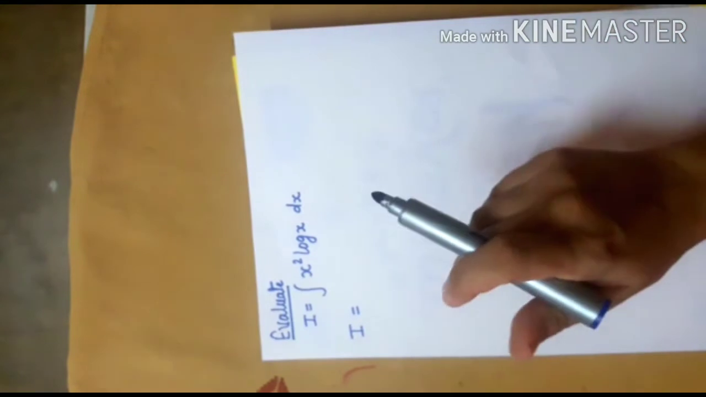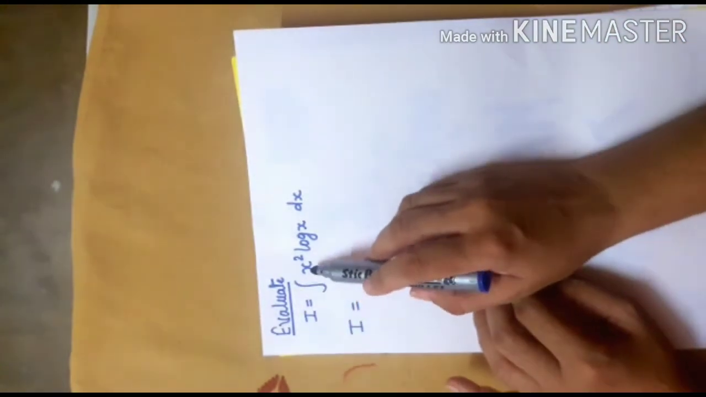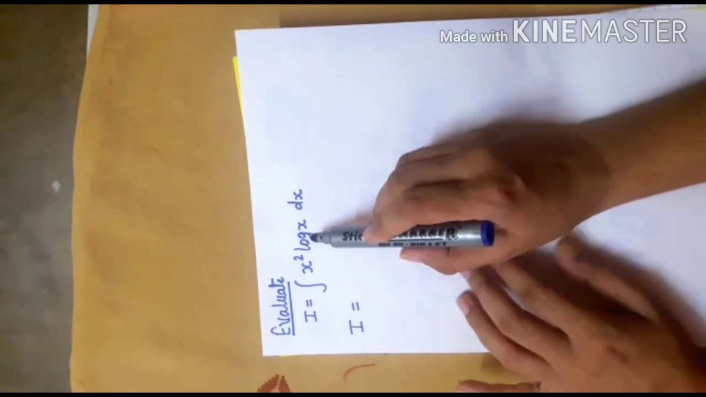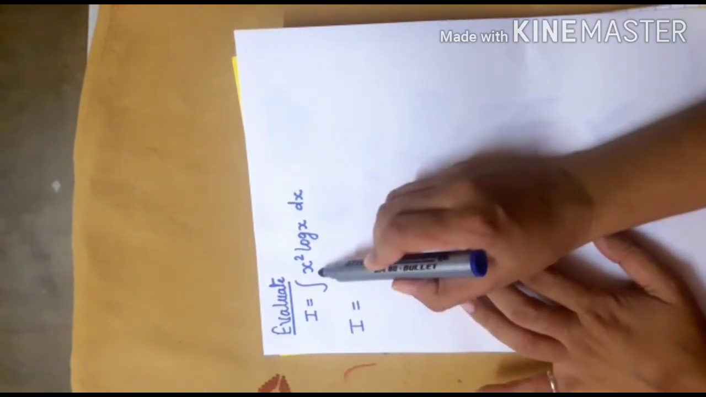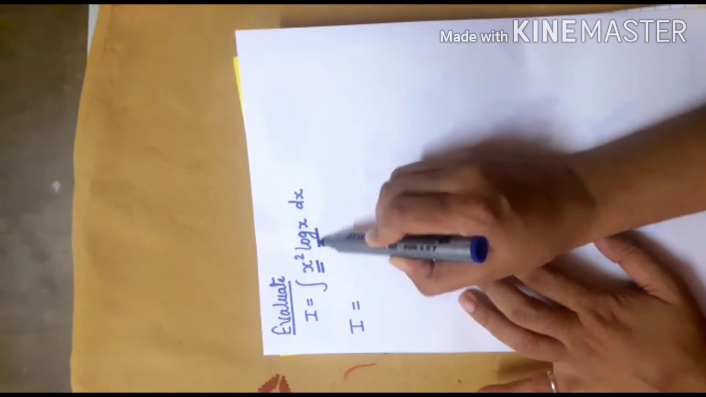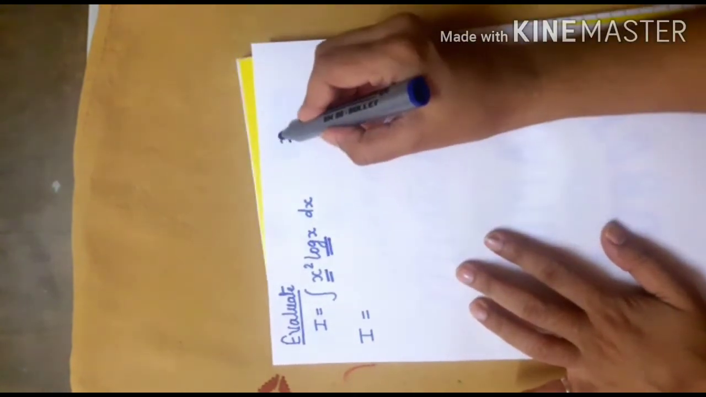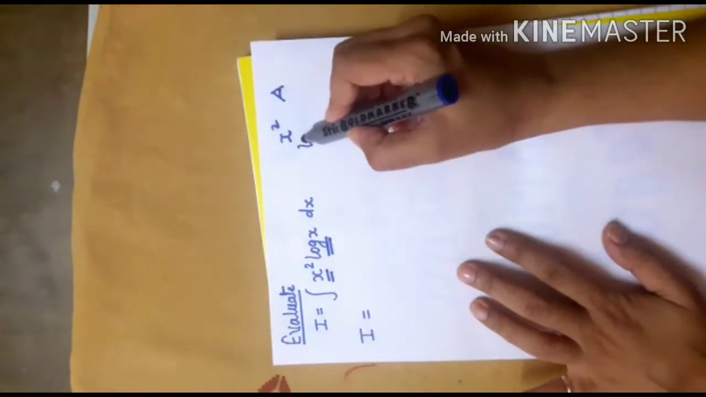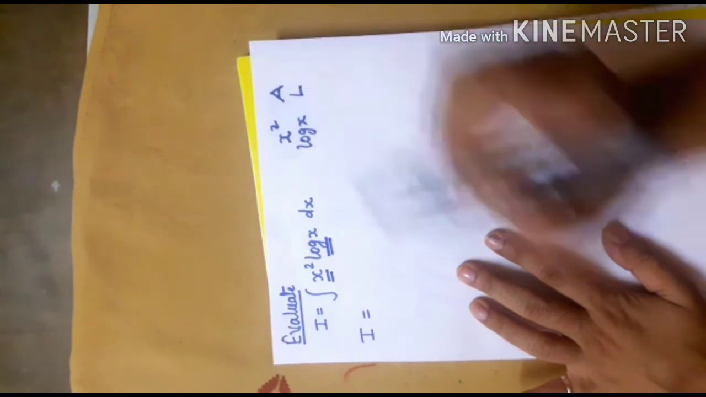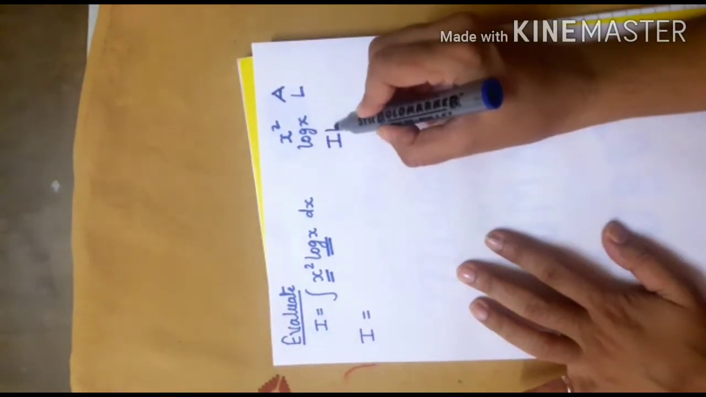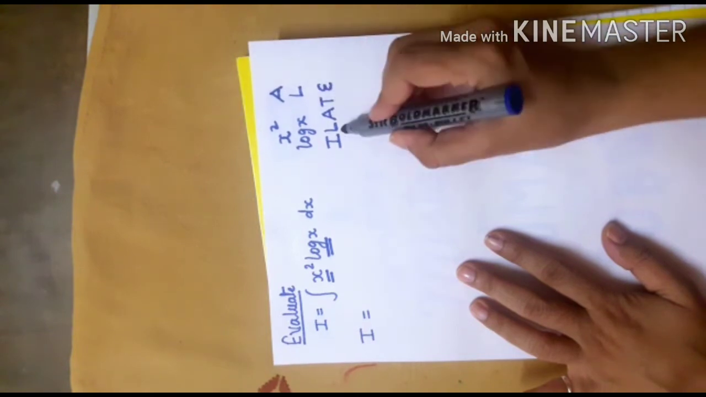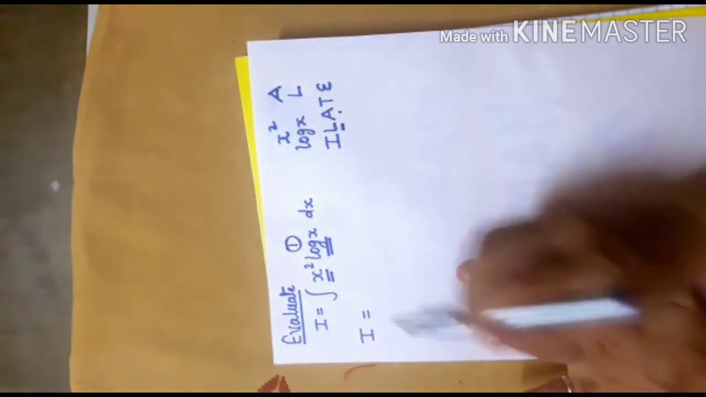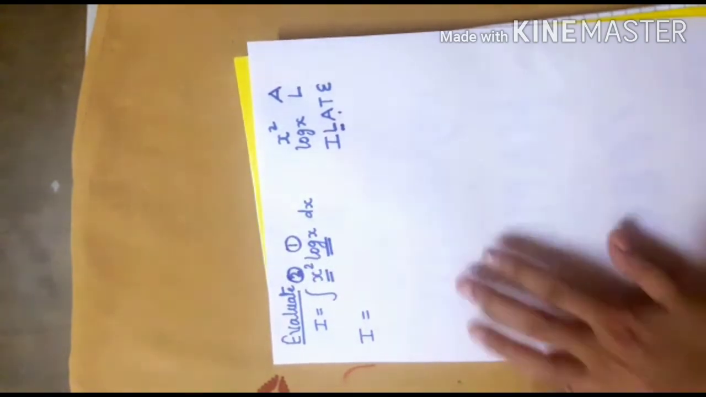Let's take another example. Evaluate I equals integral x square into log x dx. Log x is the natural log here, that is to the base e. Now you can see integrand is a product of these two functions, x square and log x. X square is a polynomial function, so it is an algebraic function. Log x is the logarithmic function. Now in ILATE, L comes before A. So logarithmic function will be taken as the first function and this I'll take as the second function.